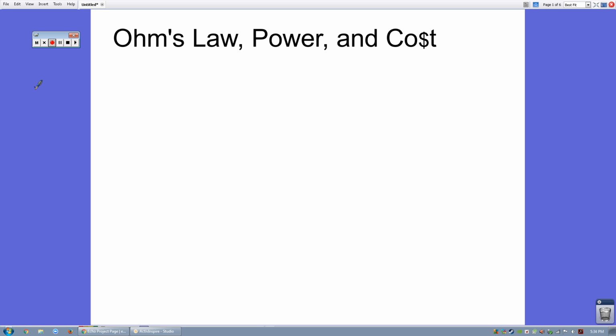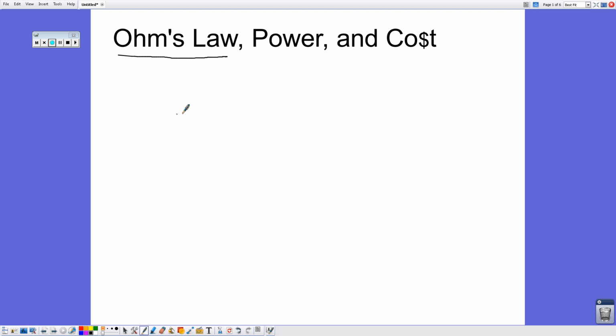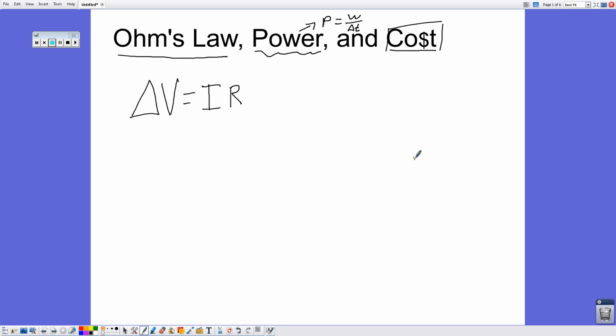In any case, today we are learning about Ohm's law, power, and cost. On Monday we actually learned about Ohm's law. I gave you that equation. It's that the voltage is equal to the current times the resistance. So we're going to talk about that in more depth. Then we're also going to talk about power, which should sound a little familiar because it's exactly the same as the power we were dealing with when we were talking about roller coasters. And then cost. In other words, what comes home in that PG&E bill that everyone loves getting.